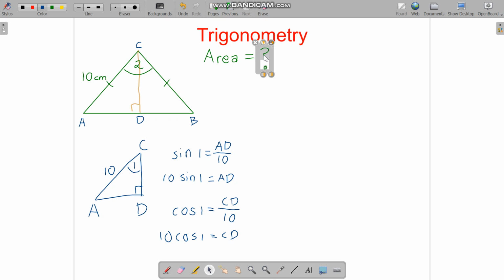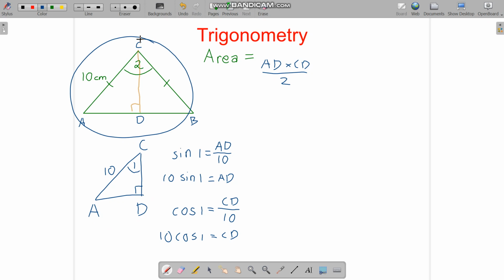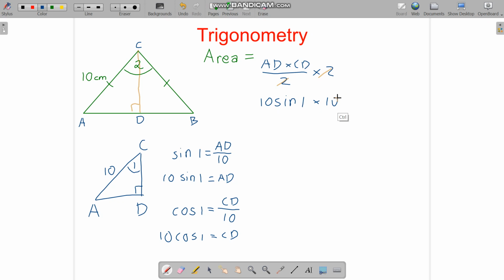Therefore, if you're looking for the area of this triangle, we use the base, which is AD, times CD, divided by 2. But remember, we're not looking for the area of the left half only. We are looking for the area of the whole isosceles triangle here, so we have to multiply the whole thing by 2 again, which means you don't have to multiply by 2 twice. You just have to do AD times CD, and AD is 10 sine 1 radian. CD is 10 cos 1 radian.